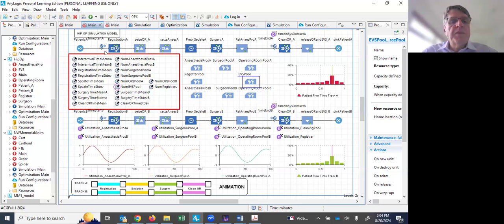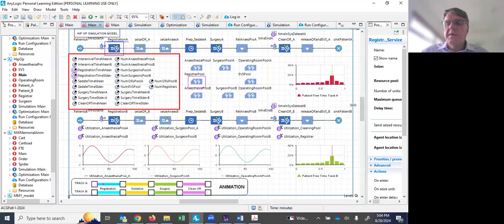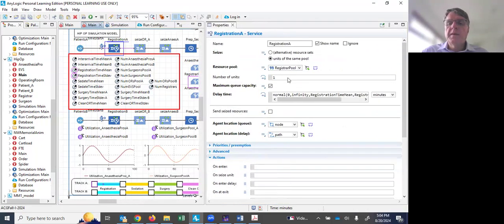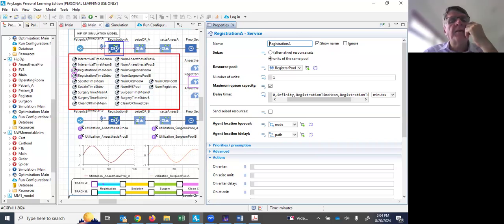The patient comes in, click the timer, we register them. Now this registration time is normal with a mean of the registration time mean, that's this number here, and the standard deviation that's provided. So you can change those if you want. I don't remember what they are in the base case. They're not very long. But those are parameterized.